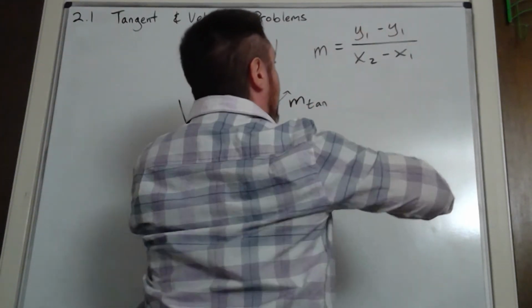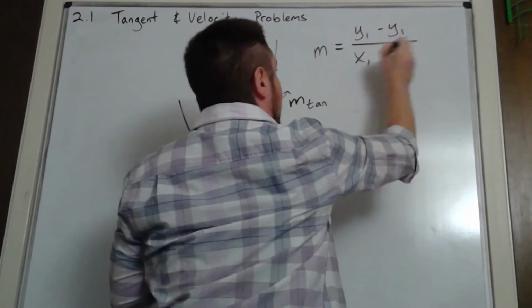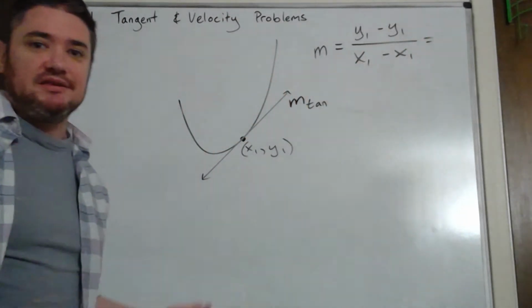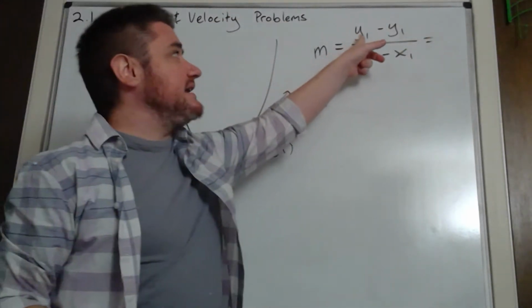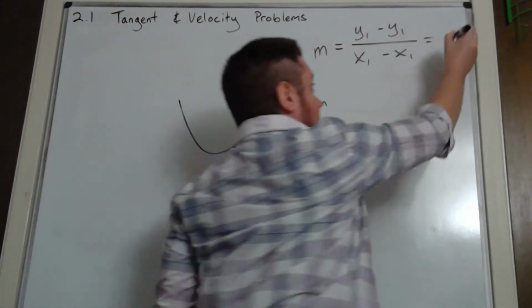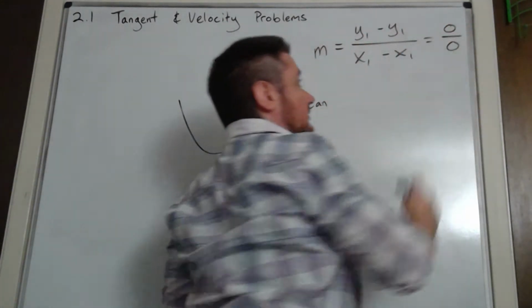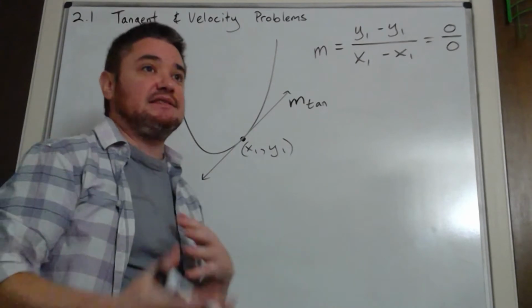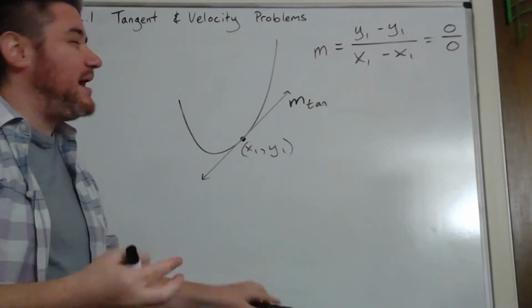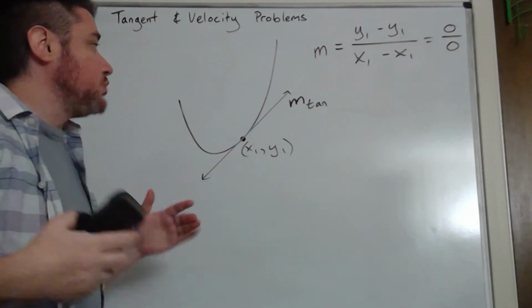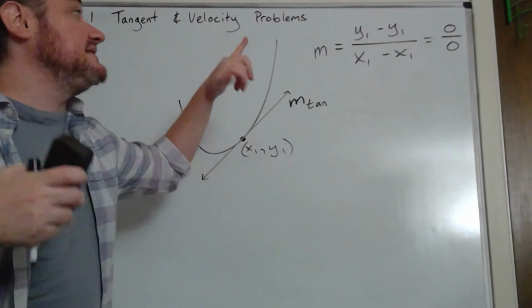If I say y1 minus y1 over x1 minus x1, just plugging the same point in, what's going to happen? You're taking a number and subtracting the same number. You're going to get 0 over 0. That's not a value. That doesn't exist. That's meaningless. So we have to find a different approach towards finding the slope of this tangent line.